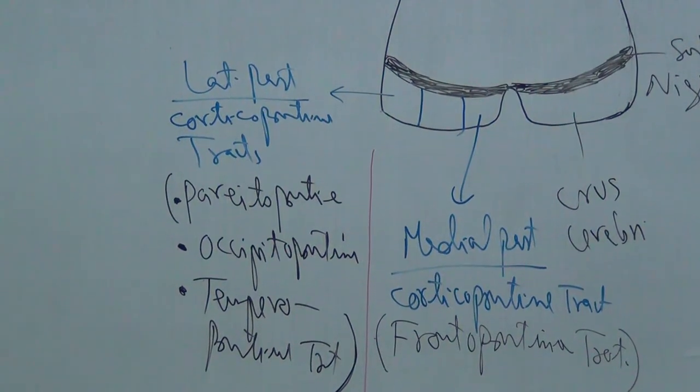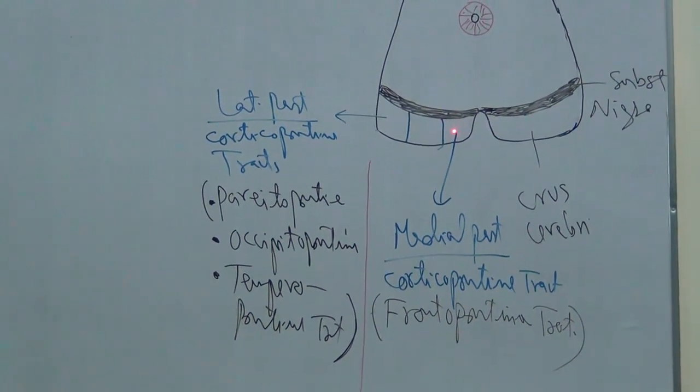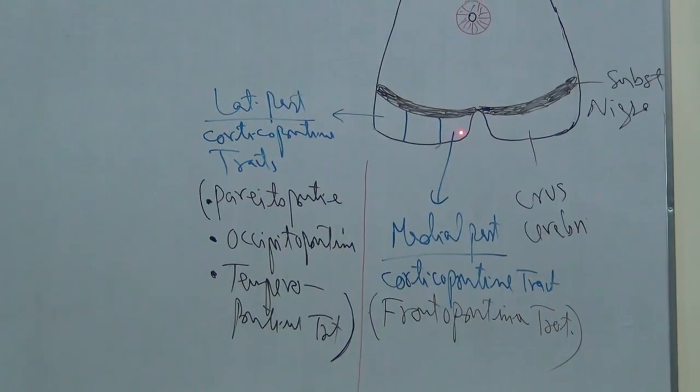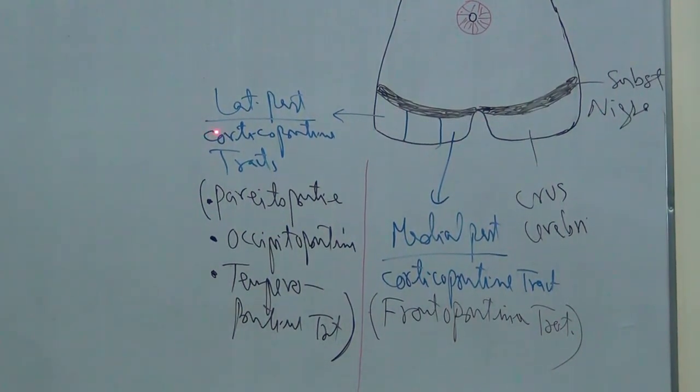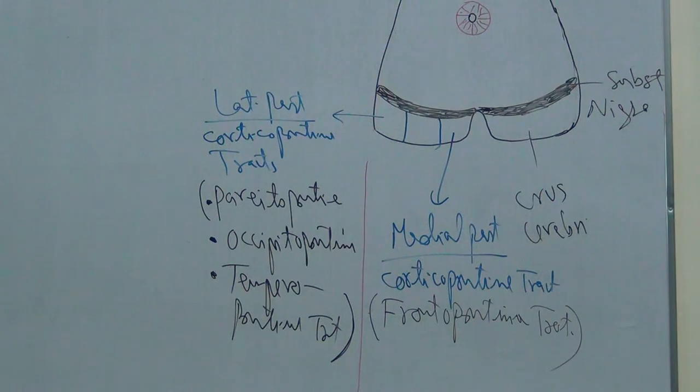So, through the medial part of the crus cerebri, the corticopontine tracts descend. They are frontopontine tracts because they arise from the cortex of the frontal lobe. And in the lateral part of the crus cerebri, again the descending tracts arise from the cortex to the pontine nuclei. They are called corticopontine tracts. Those arising from the cortex of the parietal lobe are called parietopontine tracts. Those from the cortex of the occipital lobe are called occipitopontine tracts, and those which arise from the temporal lobe cortex are known as the temporopontine tracts.